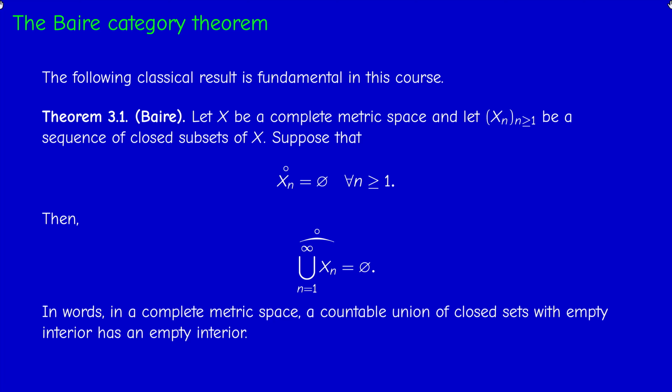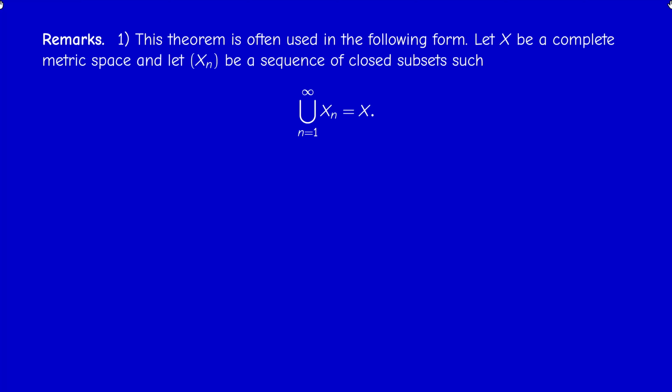So, in words, we can rephrase this by saying that in a complete metric space, a countable union of closed sets with empty interior has an empty interior. Okay, so before we prove that, let us make some remarks. In practice, we use the theorem in the following form. We have a complete metric space and a sequence of closed sets which cover X. Okay, so X is a countable union of closed sets. Then at least one of them has a non-empty interior.